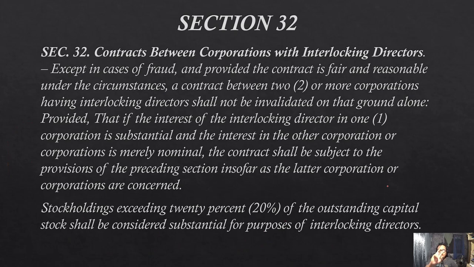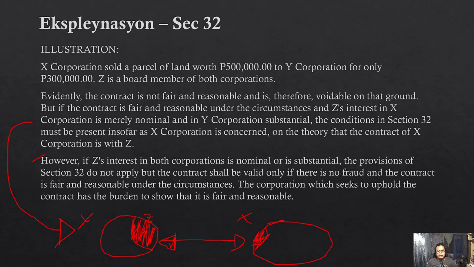So, nagigets yung Section 32. May dalawang instance tayo kay Section 32. The first instance is this one. Ulitin lang natin para klaro. Na kapag yung contract is fair and reasonable, walang fraud, the contract between two corporations na may interlocking directors, ibig sabihin may same directors, then it is valid. Walang problema na both is nominal or both is substantial. Walang problema. Valid yan. No fraud, fair and reasonable. Yun yung first instance. Yun yung first case.